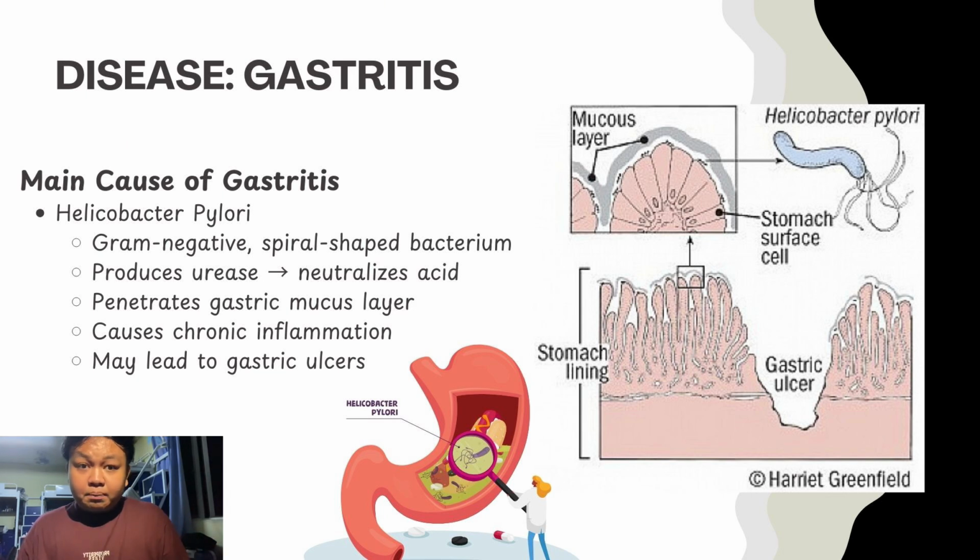Helicobacter pylori is a gram-negative spiral-shaped bacterium that produces urease to neutralize stomach acid. It penetrates the mucous layer and causes chronic inflammation and may eventually lead to gastric ulcers.